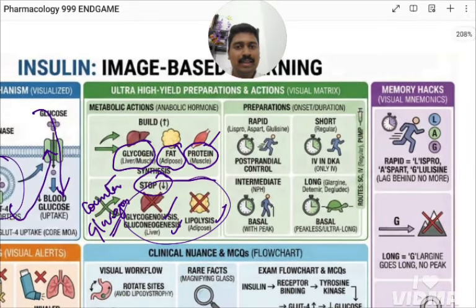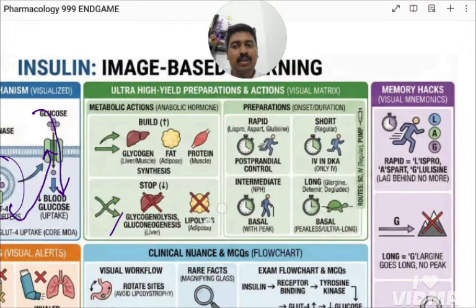Now, insulin preparations can be different based on the onset and duration of effect. One is rapidly acting insulin: you have Lispro, Aspart, and Glulisine. This rapidly acting insulin you will give along with the meal only, because it will act within a few minutes. So you don't have to give it 30-40 minutes before.